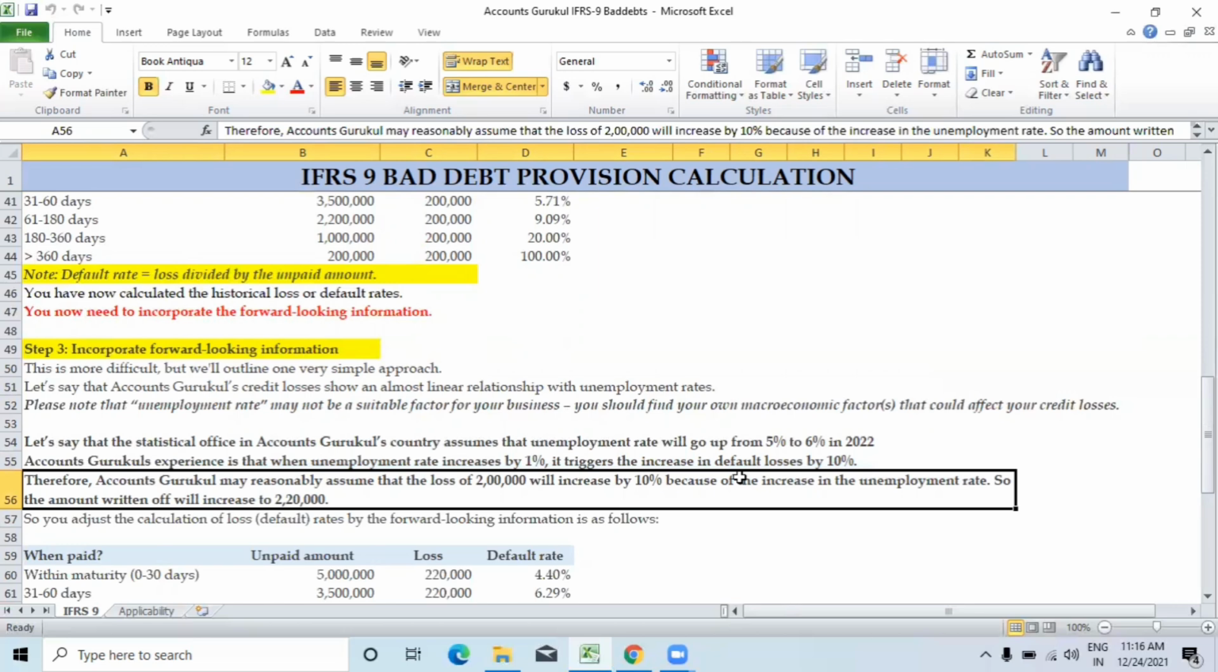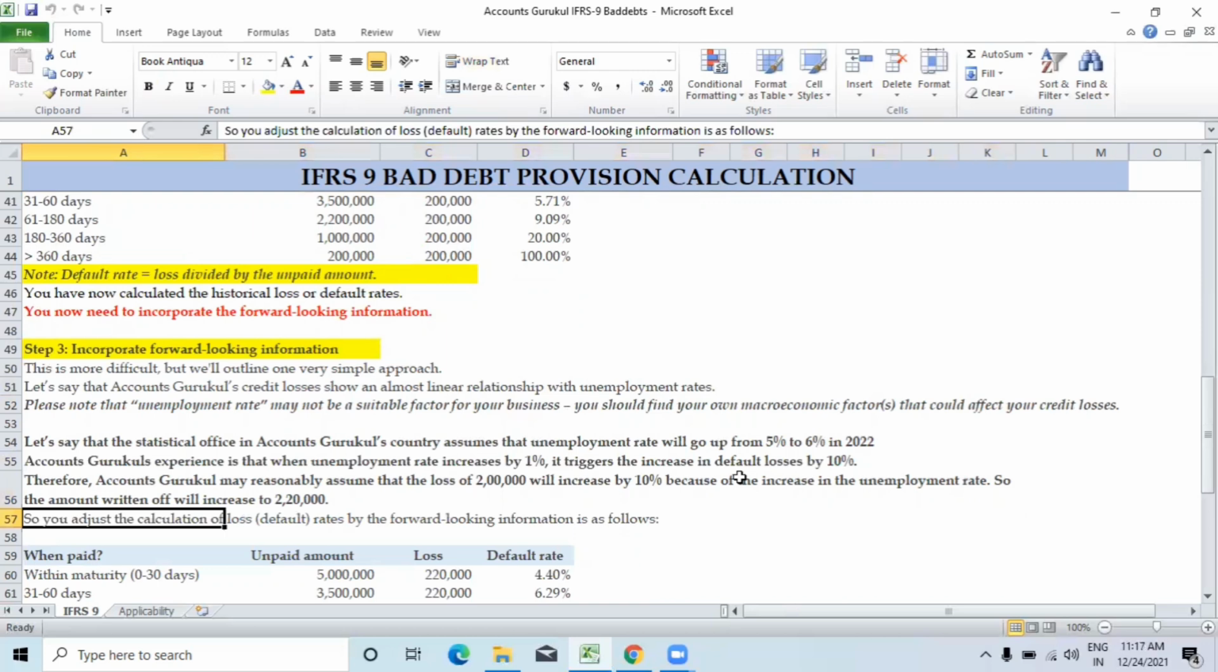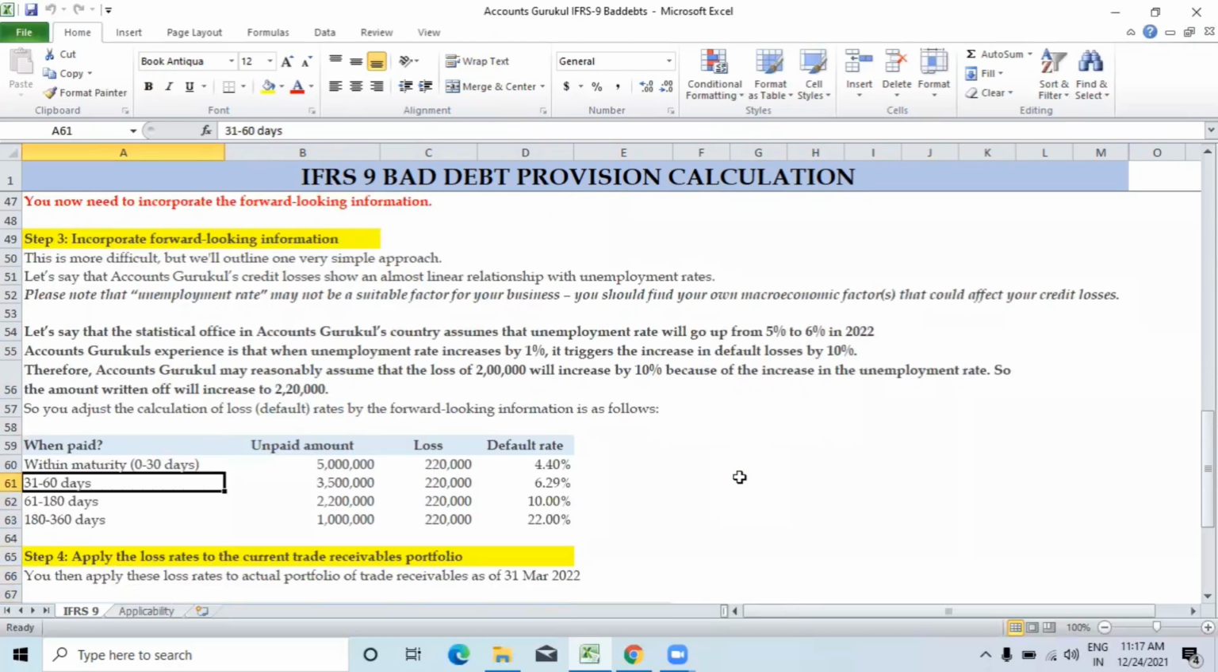Therefore, Accounts Gurukul may reasonably assume that the loss of 2 lakh will increase by 10% because of the increase in the unemployment rate. So the amount written off will increase to 2 lakh 20,000. That's the 10% of 2 lakh is 20,000. So total written off will increase to 2 lakh 20,000. So you adjust the calculated loss default rates by the forward-looking information as below.